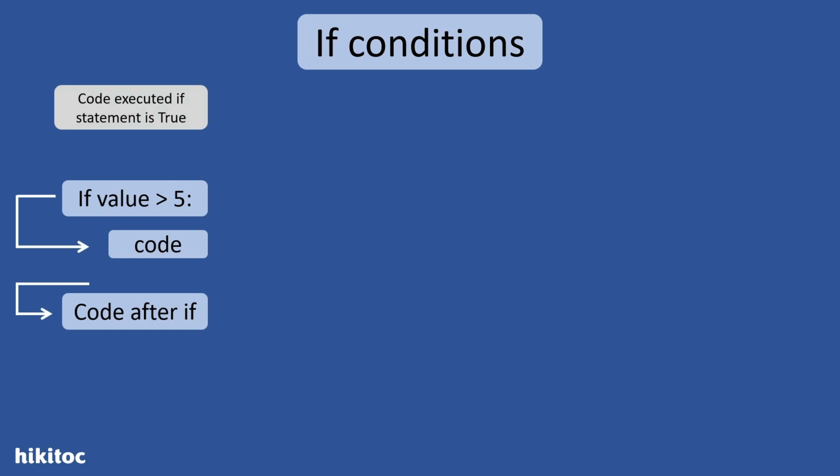Mainly in Python, there are three types of conditional statements. The first one is the if statement. It will execute a block of code if a condition is true.